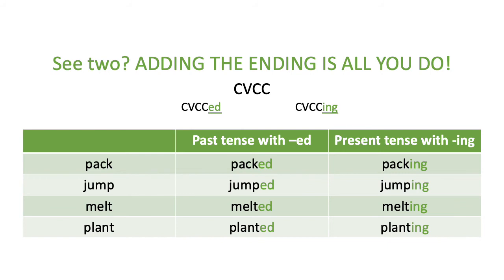Our next word is jump. I'll just add ed at the end to make jumped. Our present tense word is jumping. I add the ing to the end of the word to make it present tense. Our third word is melt. Past tense with ed becomes melted, and present tense with ing becomes melting. Our last word on this slide is plant. Past tense with ed becomes planted, and present tense with ing becomes planting.